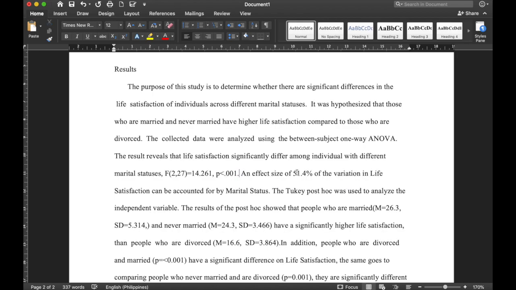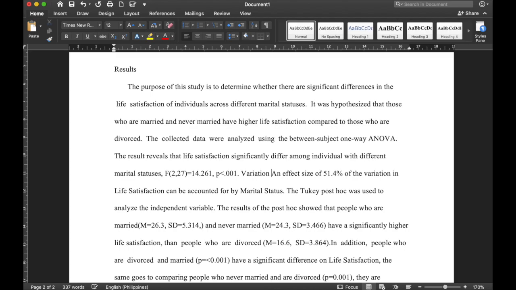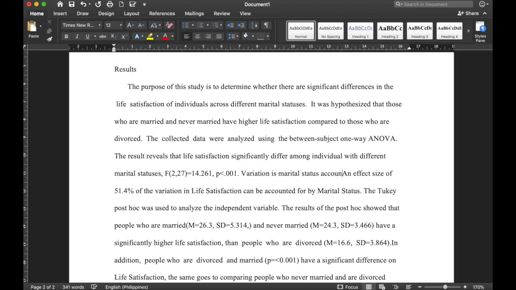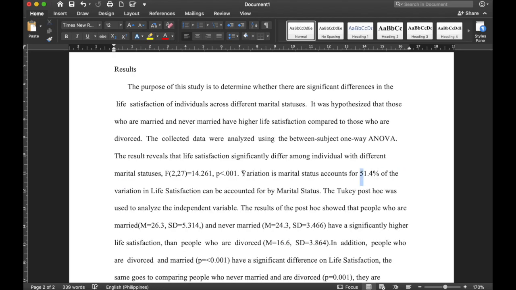Okay, and then an effect size of 51.4% of the variation can be, maybe what you can say here is that variation in one's marital status accounts for 51.4% of the variation in life satisfaction.